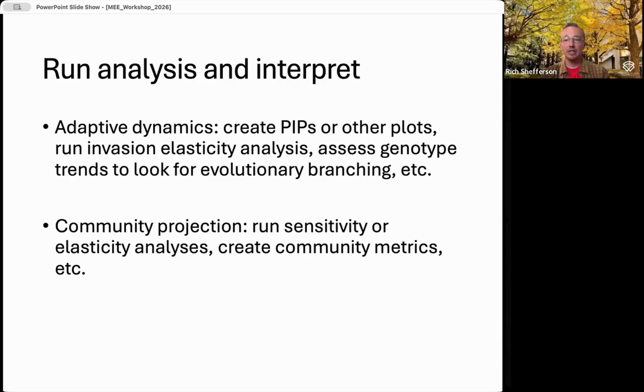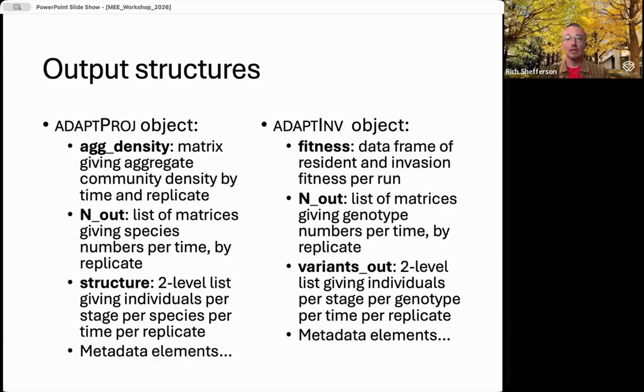On the community projection side, there are functions right now that will run the sensitivity analysis, not yet elasticity, but you can do that on your own. And you can, of course, also create community metrics with the data that you get. The actual output structures are list structures with 7 or 8 core elements. And there are 3 core elements in each case.